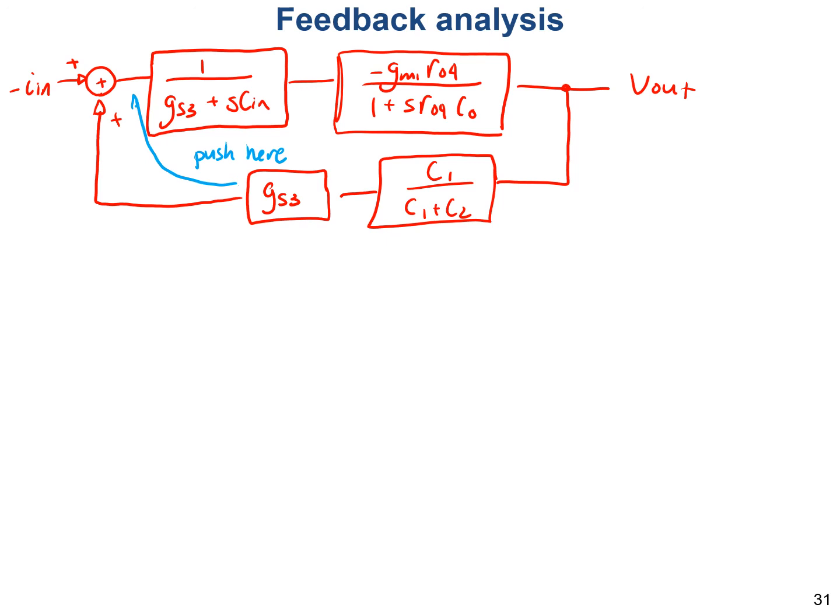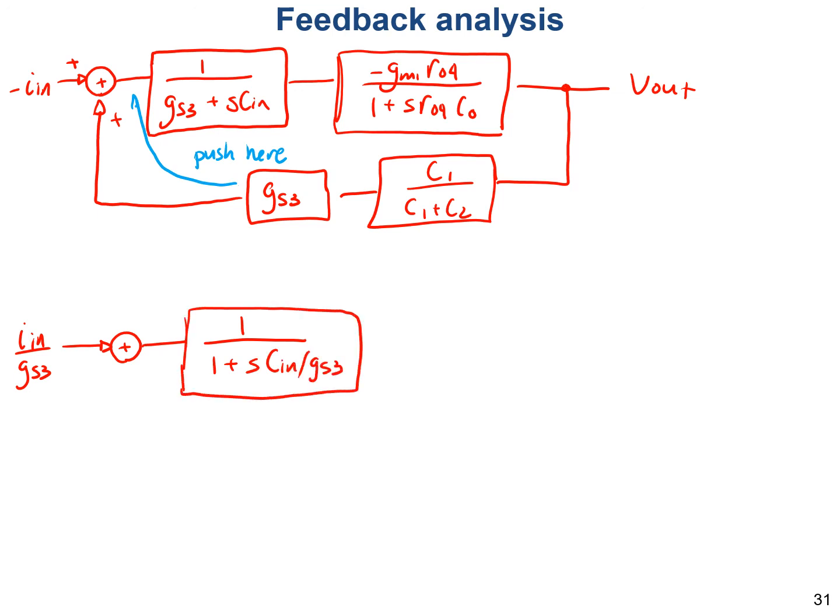Okay, if I push it over there, I do need to modify the input. It's now I in over GS3. I'm also going to take care of that negative sign at the same time. And then this becomes 1 over 1 plus S C in divided by GS3. I'll just lump it into that equation here.